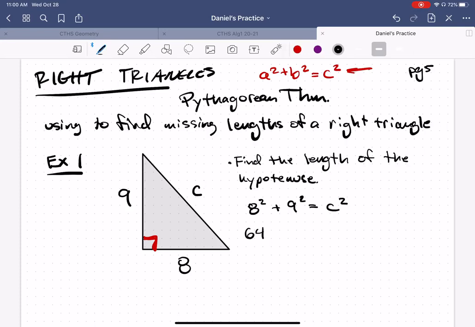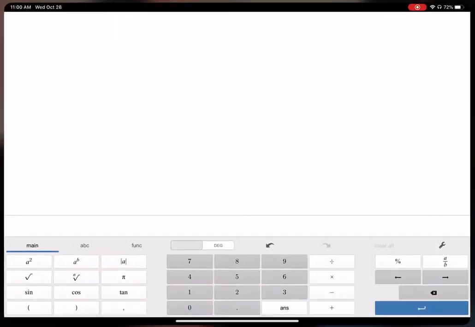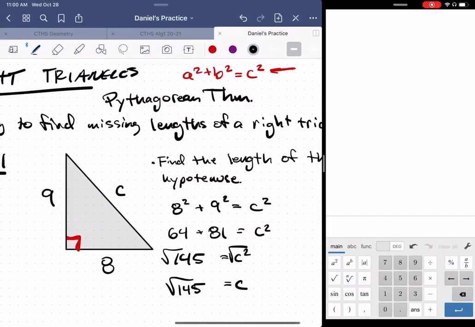Well, 8 squared is 64. 9 squared is 81. 81 plus 64 is 145. That's c squared. And I take the square root of both sides to solve for c, and c is the square root of 145. Now, I don't know what that is off the top of my head. So let's go to our calculator here. And I'll just take the square root of 145. That's about 12.04. Okay?